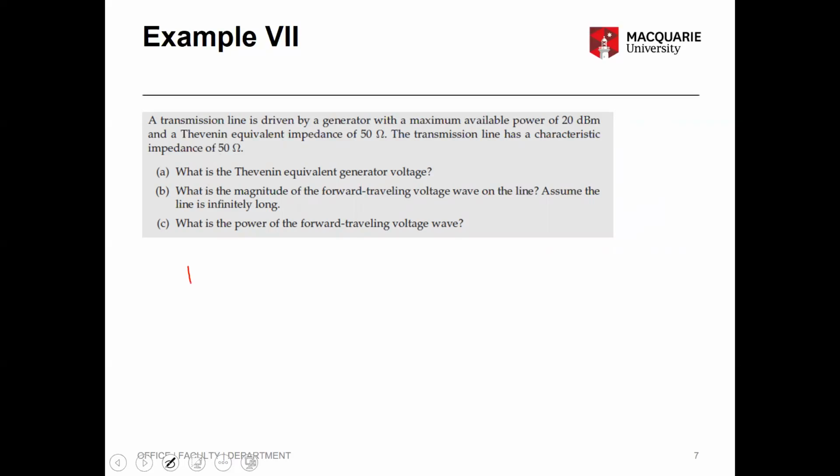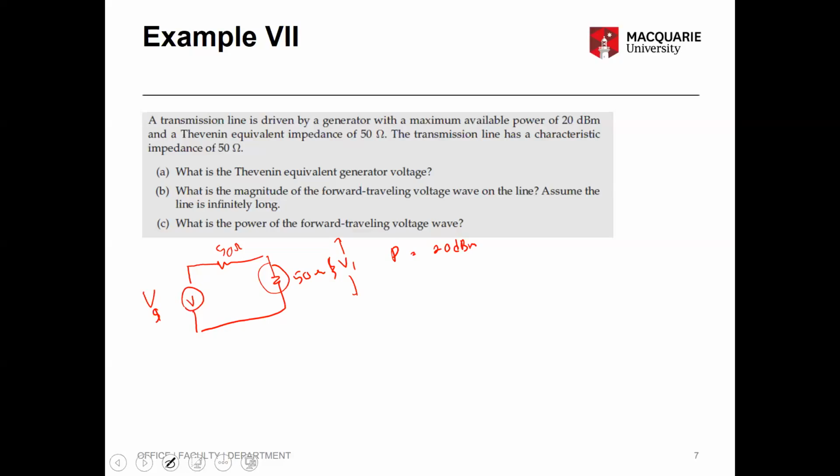So we have a voltage source, because it's a Thevenin equivalent, and then we have a 50 ohm characteristic impedance in the transmission line. The transmission line has characteristic impedance 50 ohm here, and 50 ohm is the source impedance as well. So this is V source, and this is V1 here. And it has the maximum available power. So the power delivered to that, P, is 20 dBm.